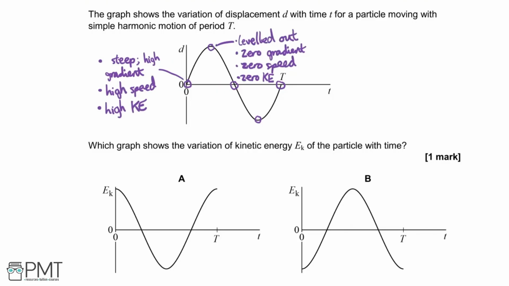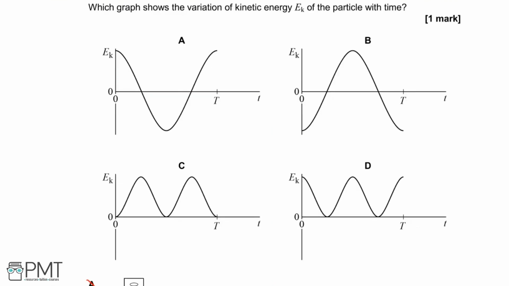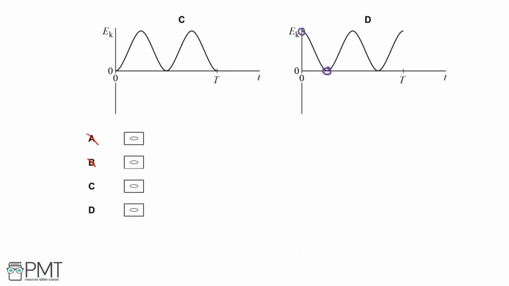So we're looking for a graph where it starts off very high, and then at about a quarter of the time period in, it should be 0. So as you can see from these graphs, the only one that does that is going to be option D. You can see the graph starts out high, and then a quarter of the time period in, it's down to 0. So it's doing the opposite of option C. So the answer here is going to be D.